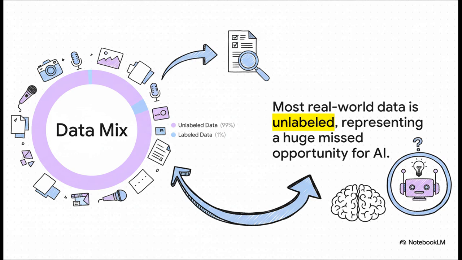A staggering 99% of the world's data is what we call unlabeled. It's just raw stuff, images, text, audio, with zero context. So that leaves this tiny, tiny 1% that's all neat and tidy for a traditional AI to learn from. I mean, just think about all that wasted potential, right?